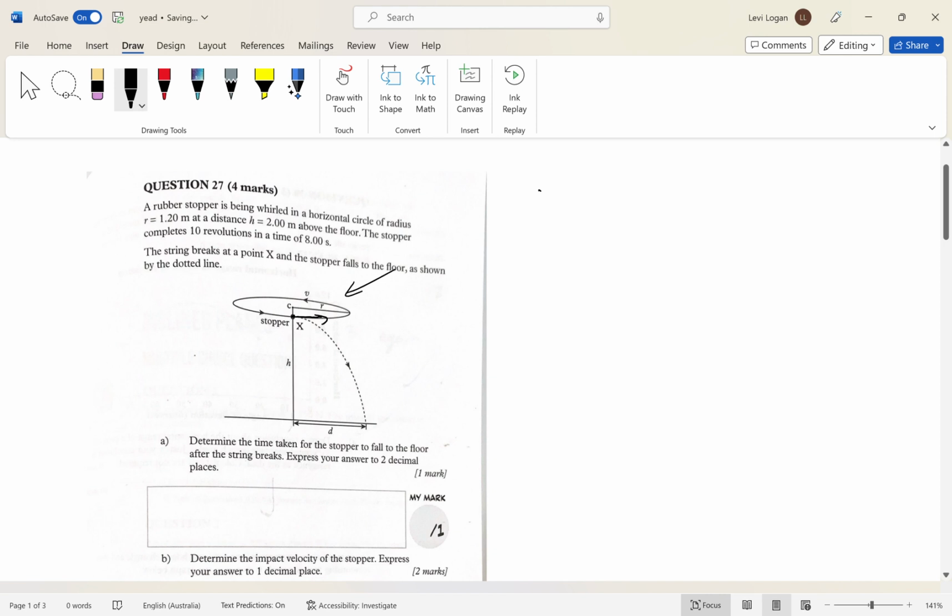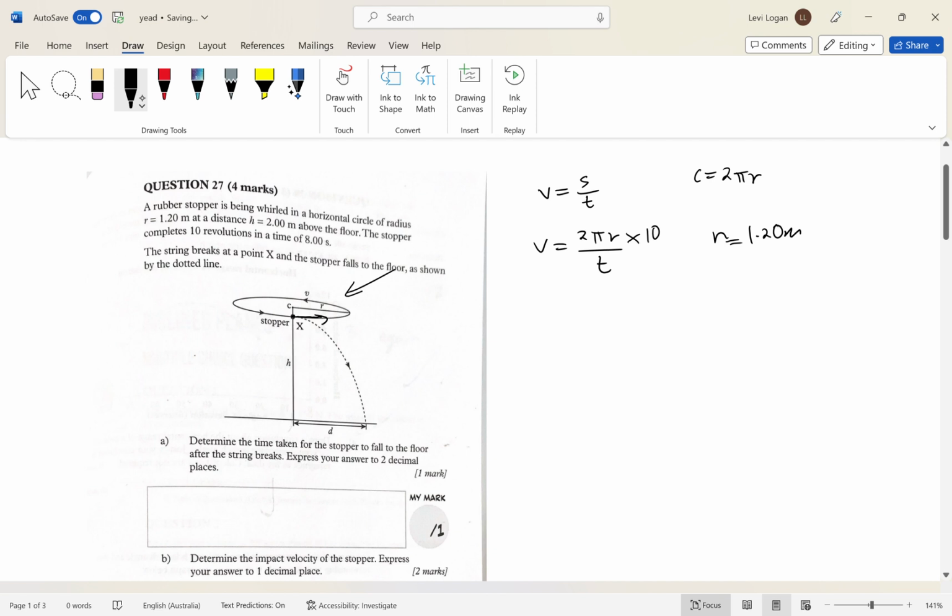So recall that velocity is distance over time. This is traveling in a circle. So the distance this ball is traveling at the top here is the circumference of the circle. So circumference is 2 pi r. So velocity is 2 pi r over time. The radius is 1.2 meters. The time: it completes 10 revolutions, so the distance it travels in 8 seconds is this distance here times 10.